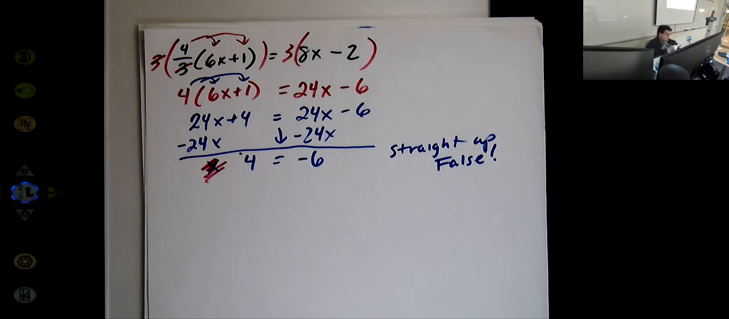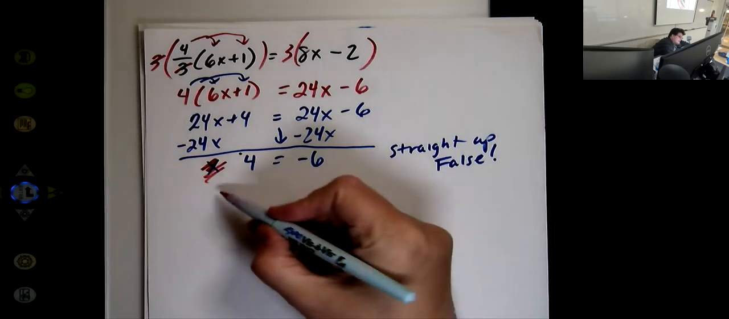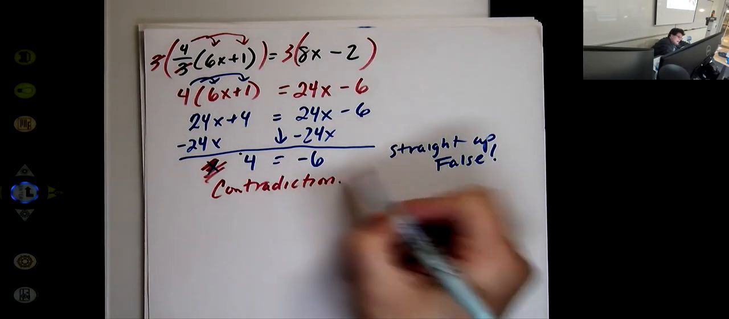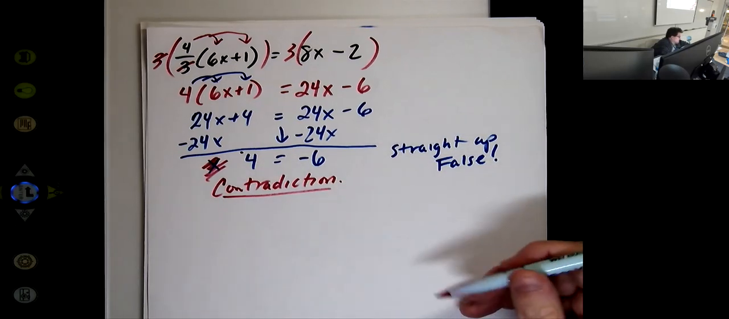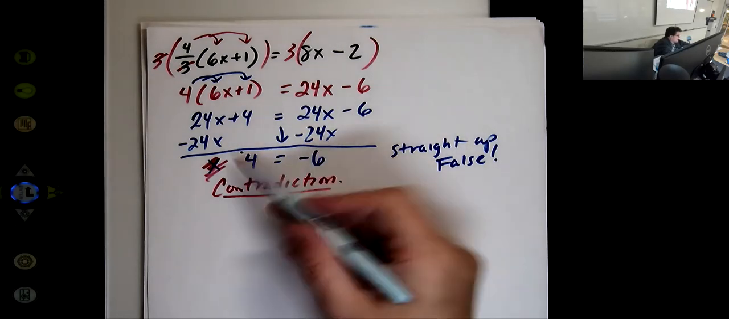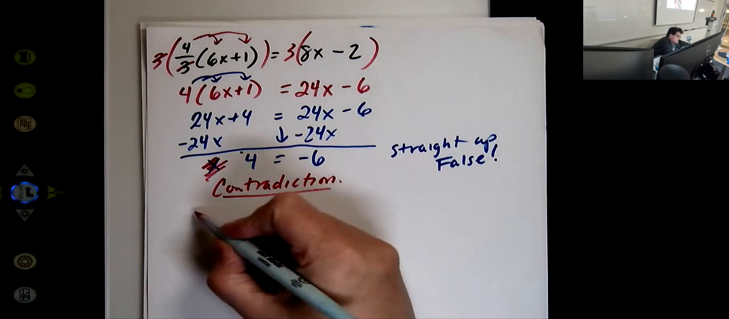So in math, we call this a contradiction. But in terms of a solution, it means it doesn't matter what I plug in, this is never going to work, because the x's cancel out on each side and it never works. There is no solution.